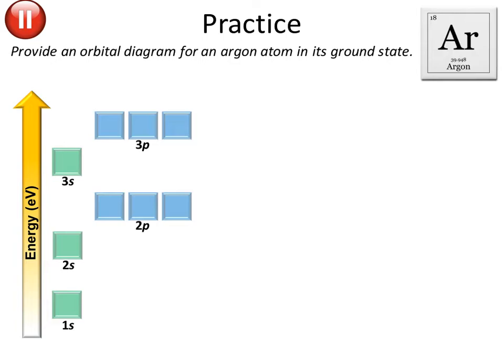So just pause the video for a moment and try to create the orbital diagram for this argon atom in its ground state. Once you're done, unpause and you'll have the answer there for you. Okay, so go ahead and pause the video now.